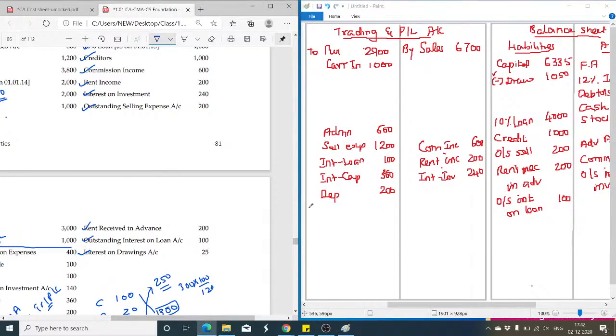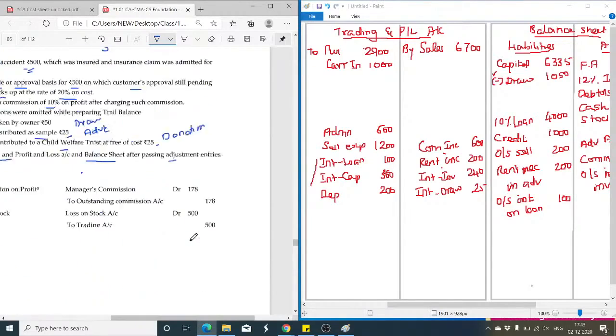Income. Interest on capital and the loan being the expenses, and the drawings is income. So as the owner has given the money, company has to give them some benefit, which is called interest on loan and interest on capital. If owner has taken, he has to pay something to the company. It's an income for them. So interest on drawings is an income. So interest on drawings, I'll put the value in the credit side. So 25. I have posted all this value here.